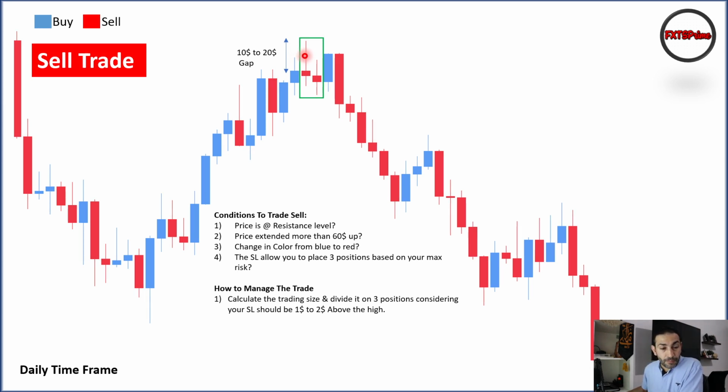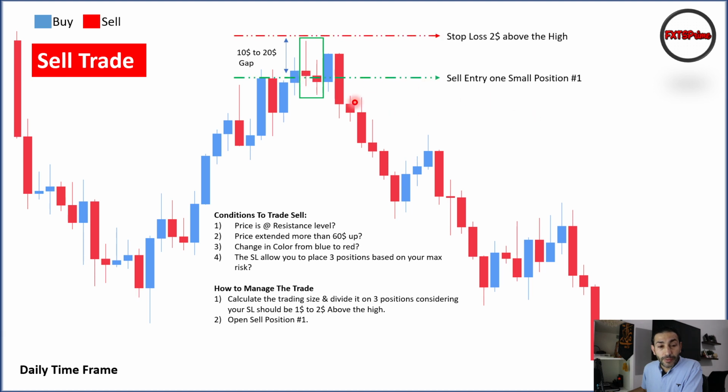It is very simple. So find or calculate your stop loss, then you go and open your first entry. Your first entry should be here. That is your first entry based on this, and you're going to add your stop loss in this area. Now, the management of the trade is not finished yet.